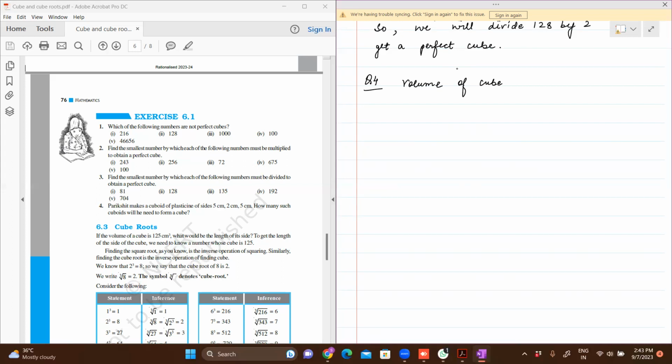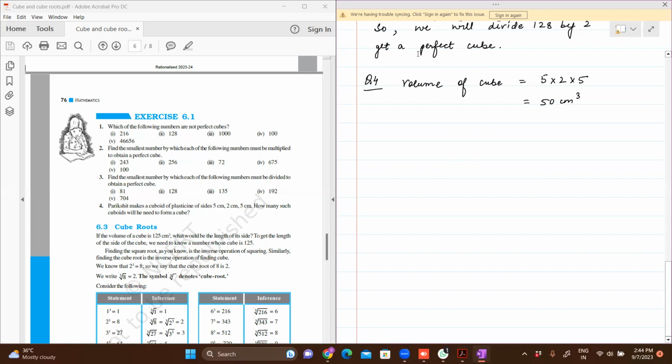The volume of the cuboid is actually 5 into 2 into 5. The given sides are 5, 2, and 5 centimeters each. So let's multiply them together. That will be equal to 50 centimeter cube.